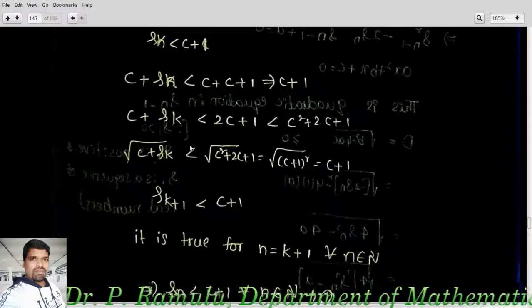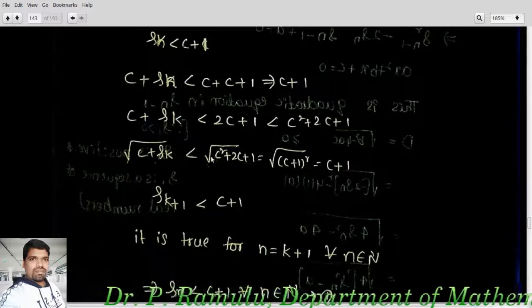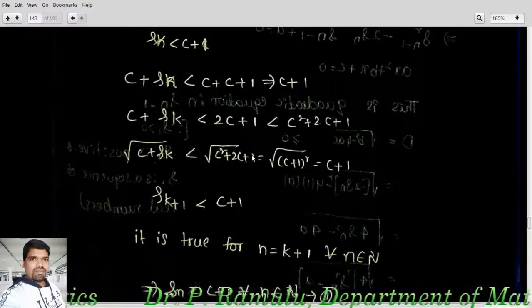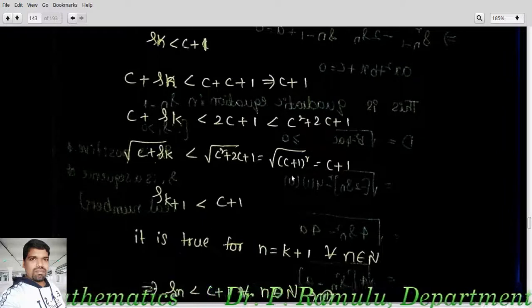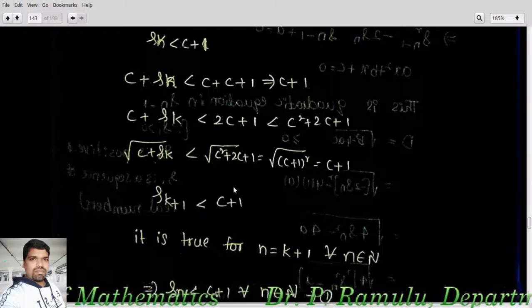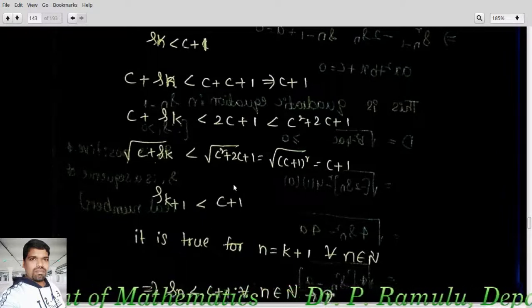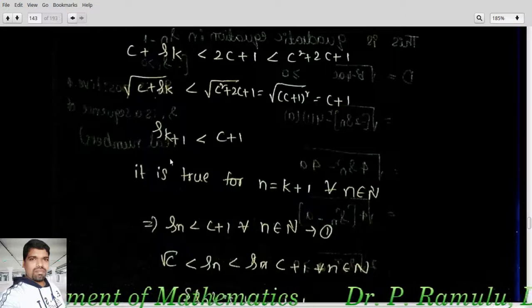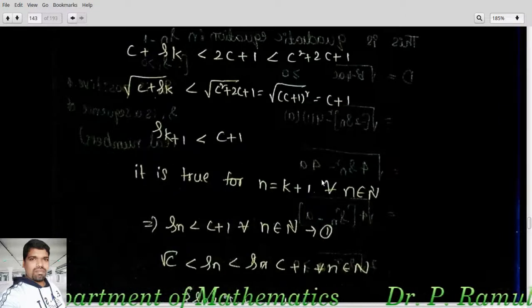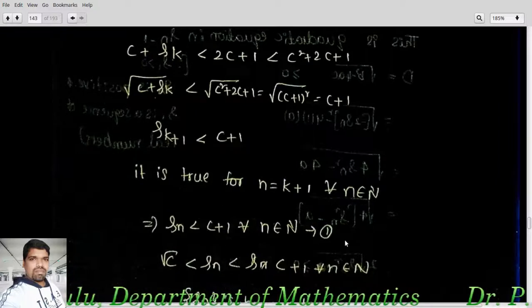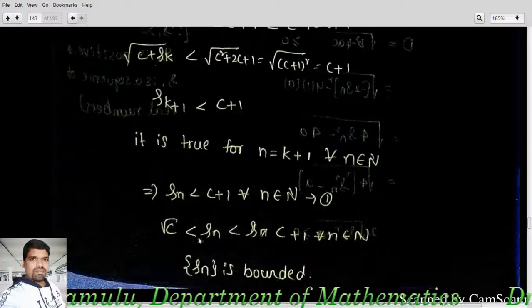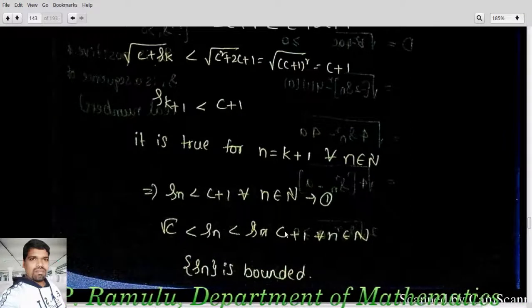Take the square root on both sides. Then what happens here? Root of C plus Sk is less than root of C square plus 2C plus 1, which is nothing but the square root of C plus 1 whole square, which cancels out to C plus 1. That means Sk plus 1 is less than C plus 1. It is true for n equal to k plus 1 also, for all n belongs to N. Which implies Sn is less than C plus 1 for all n belongs to N. So root C is less than or equal to Sn is less than C plus 1 for all n belongs to N.